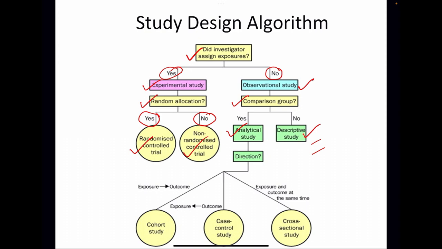Then if it is an analytical study, you need to ask the third question, the direction of the approach: whether you are going from exposure to outcome or from outcome to exposure. If you are following up the exposure and looking at the outcome, then it is called a cohort study. On the other hand, if you start from the outcome, that is, you start from the case and go back and measure the exposure, it is called a case control study, otherwise called a retrospective study. If you measure the exposure and outcome at the same time, it is called a cross-sectional study, or otherwise a prevalence study.